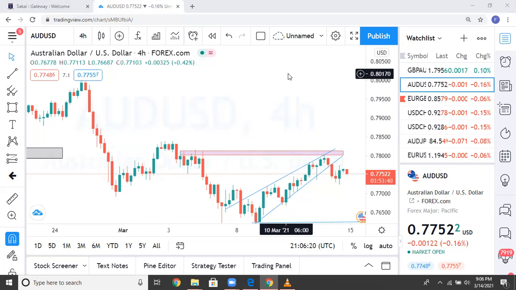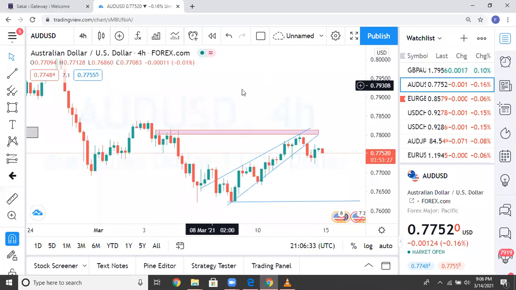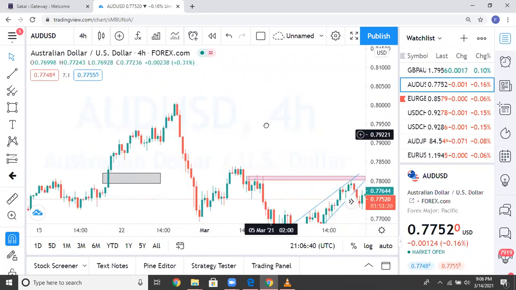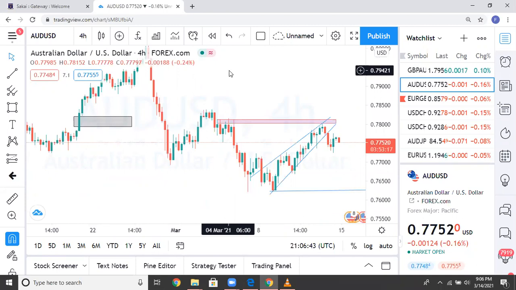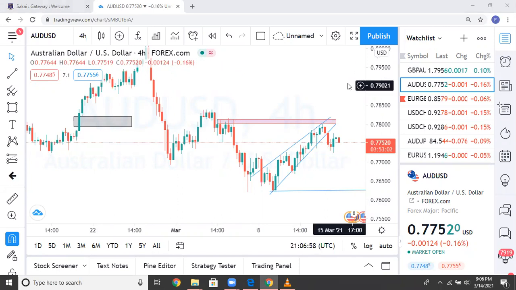So before we move on with our strategy, there is another thing we need to identify, and that's the order block. We all know what an order block is. So this is not the right time for us to learn order block. We all know what an order block is, right? So we can say that this is an order block.